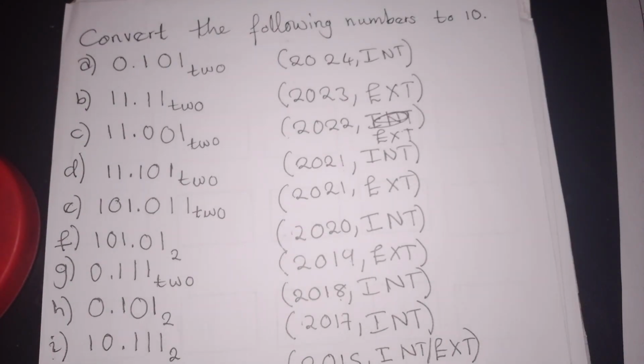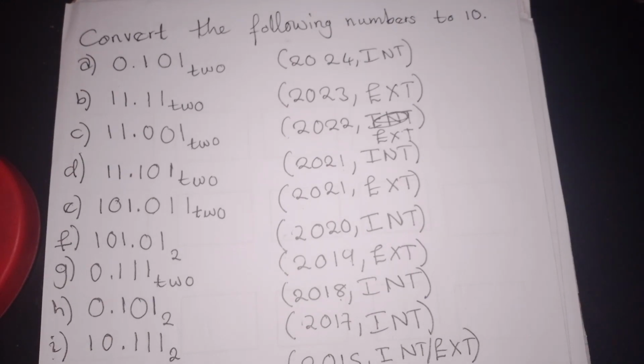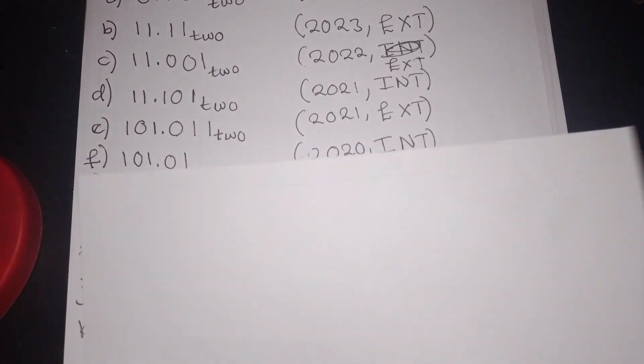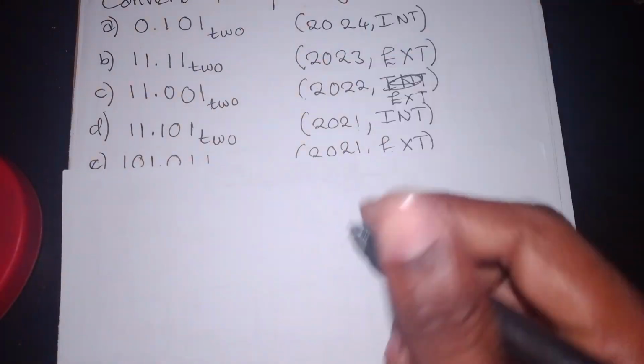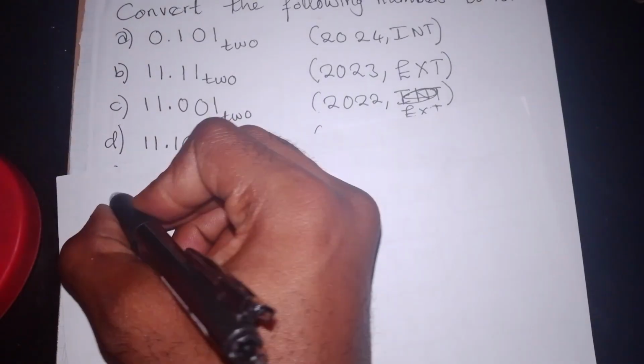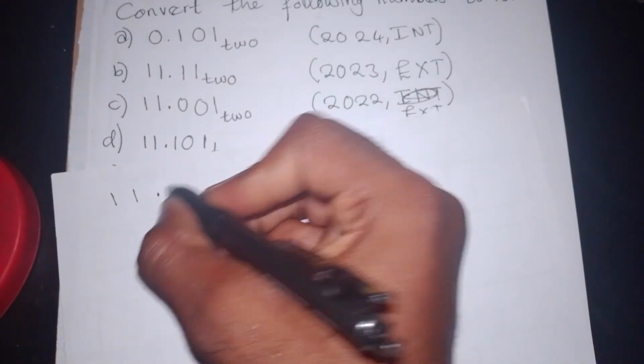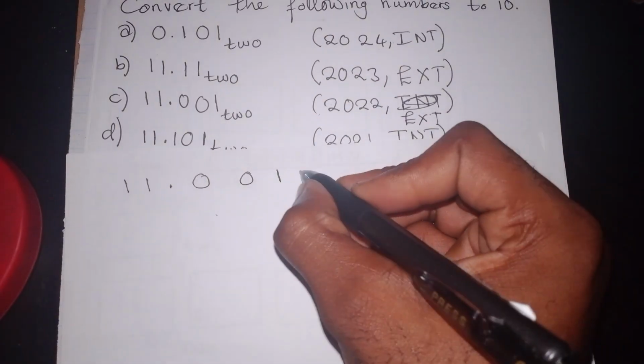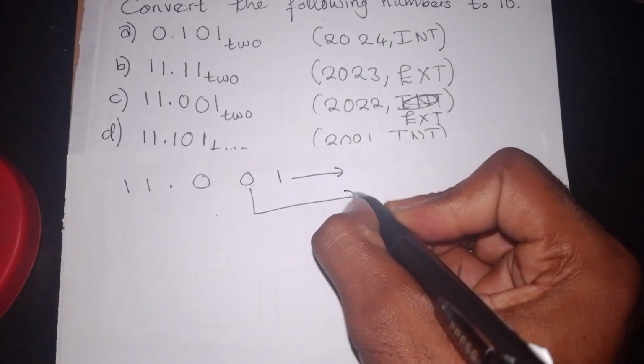Then we can solve 2 more. Maybe we can use the arrow method in case you're not comfortable with this. But I think it's the best when it comes to such kinds of numbers. So here we have 11.001. If you're using the arrow method, you do this.